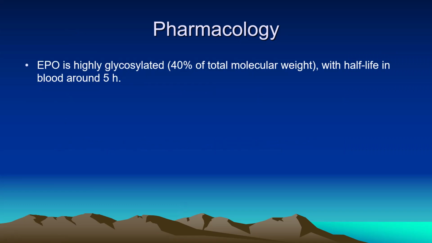Pharmacology. Erythropoietin is highly glycosylated, 40% of its total molecular weight. Glycosylated means it contains sugar molecules, and 40% of the molecule is sugar. Its half-life in the blood, when it is released, is about 5 hours in circulation.